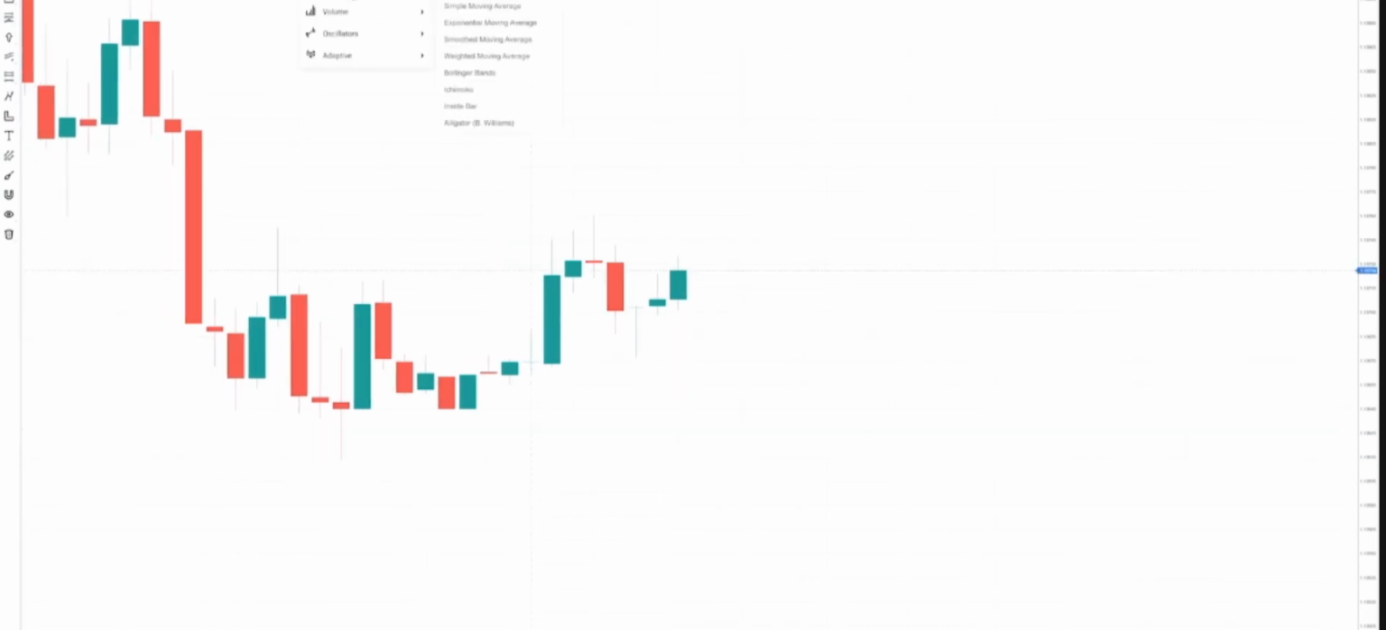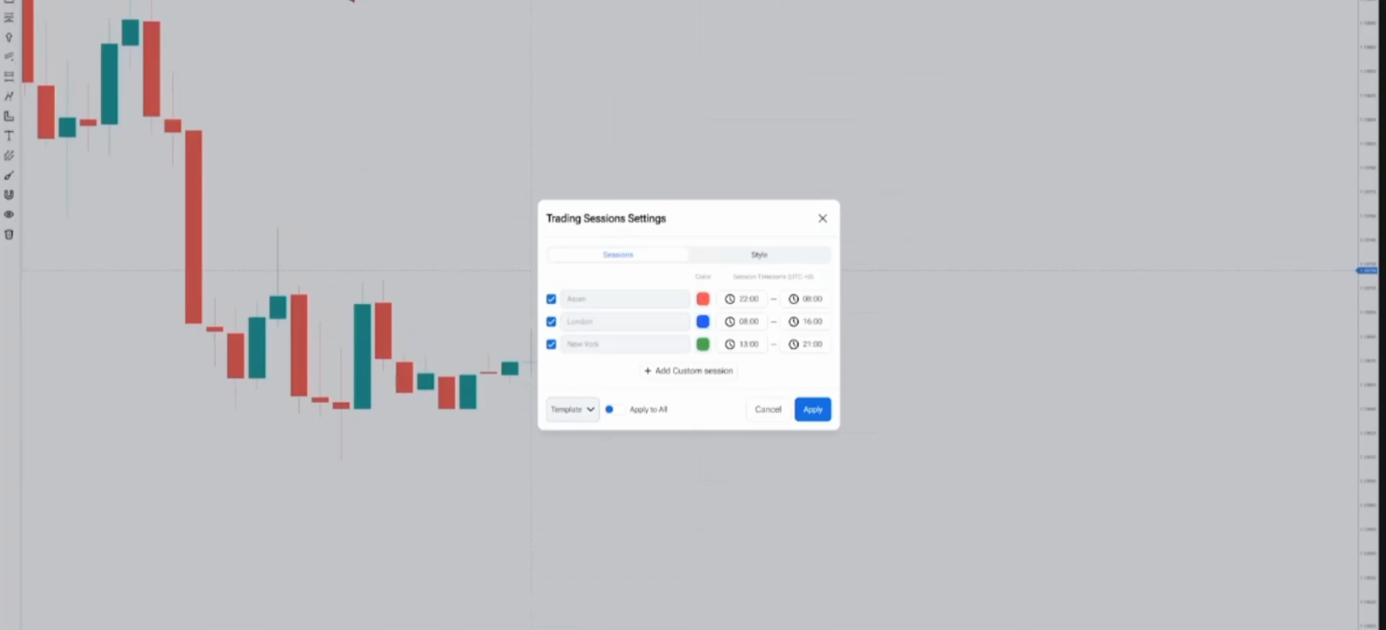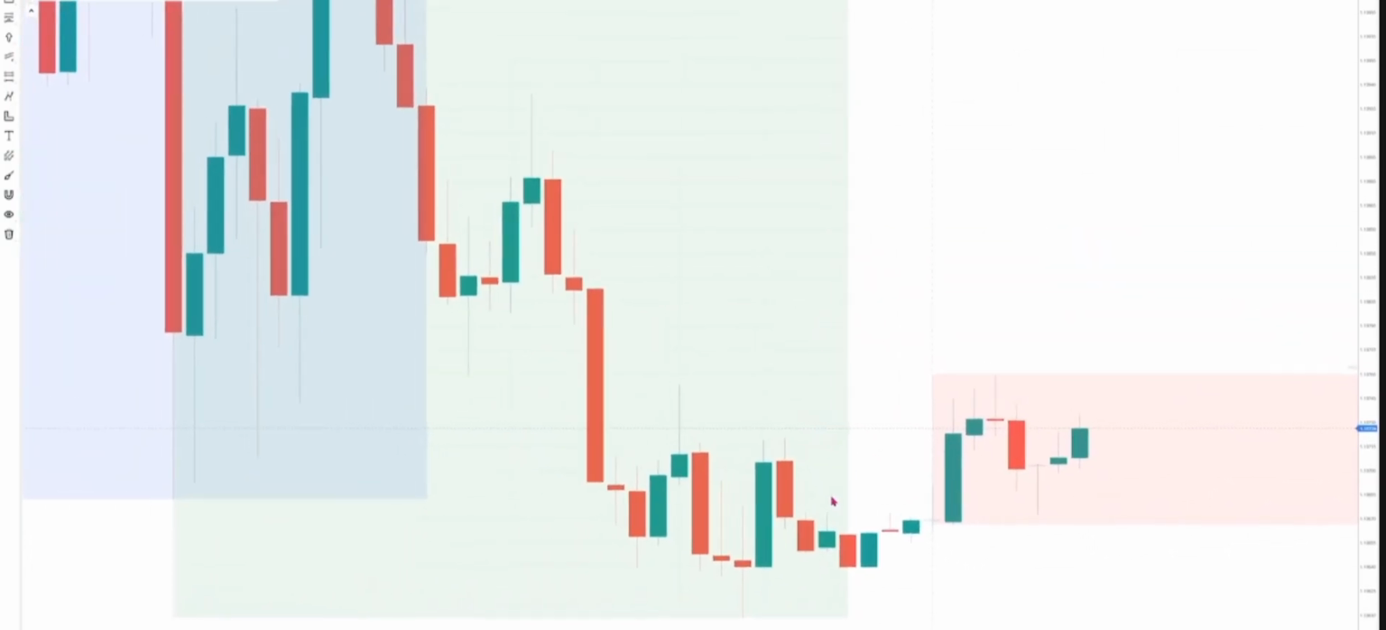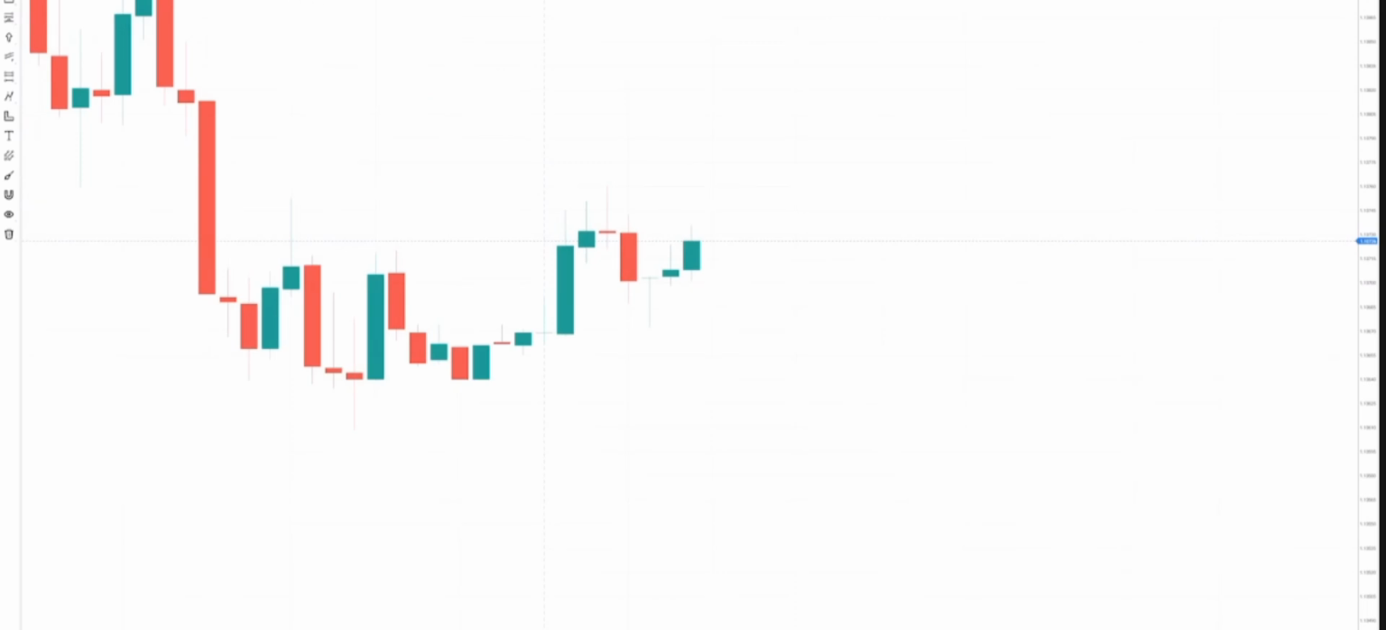From the Indicators tab, you can add any indicators you want to the chart. For example, if I search for and select Trading Sessions, you'll see them appear on the chart. But for now, let's disable the sessions. From the top left corner, we can open a buy or sell position with a selected lot size. Let's set the lot size to 1 and open a sell position.